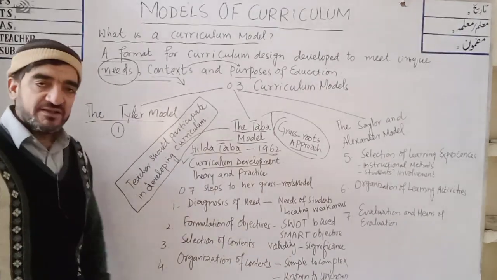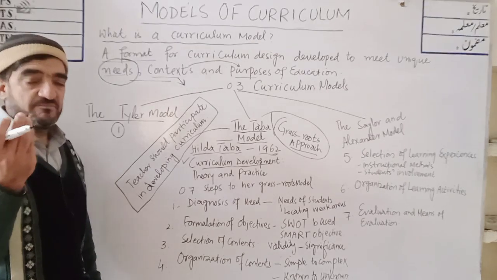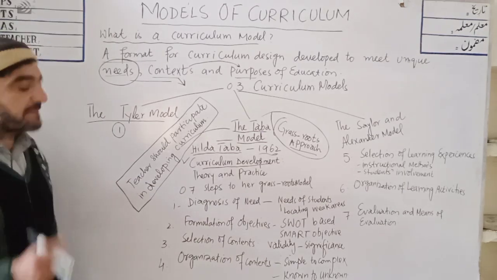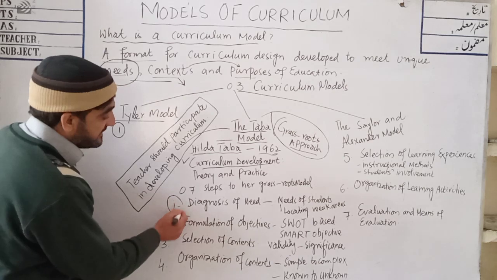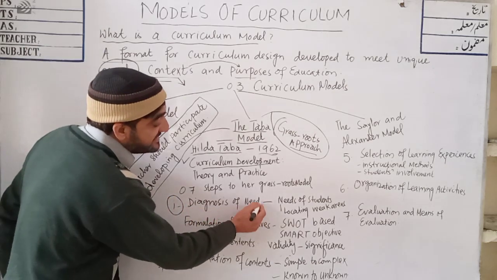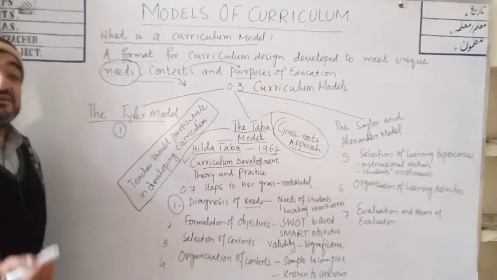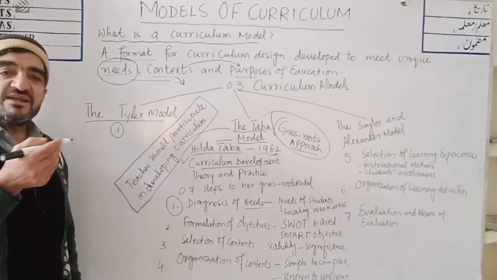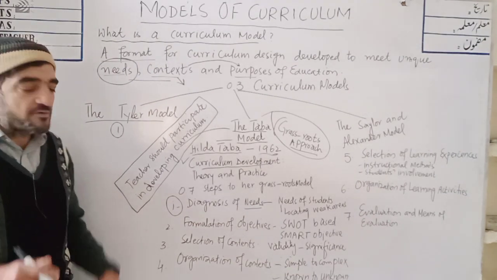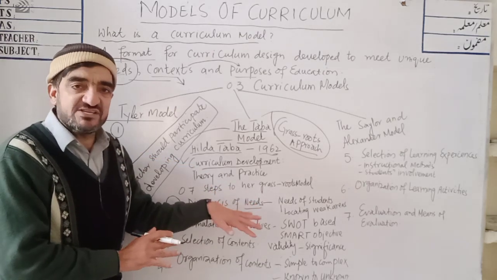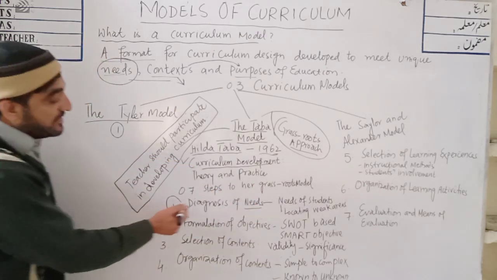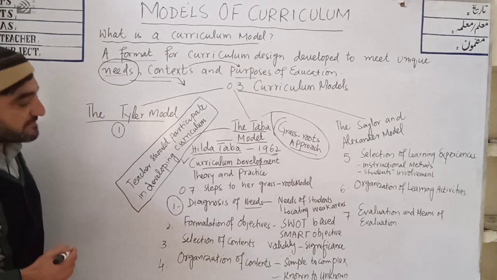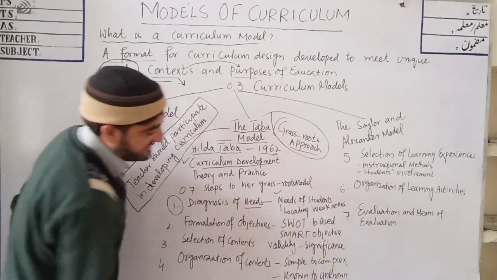The Hilda Taba model consists of seven cardinal steps. The first step is diagnosis of needs. What are the needs of the time, of the teacher, of the students? What are the needs of the society? How can the students face the challenges of the modern time? So the first step for designing a curriculum is the diagnosis of needs of students.